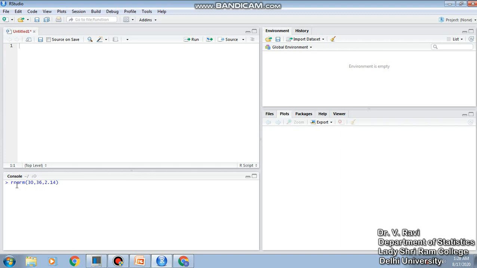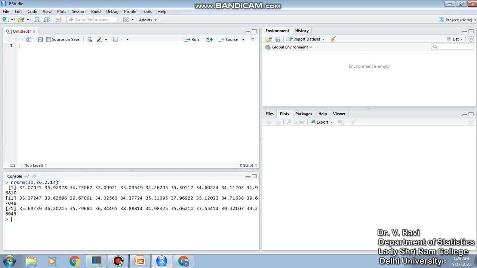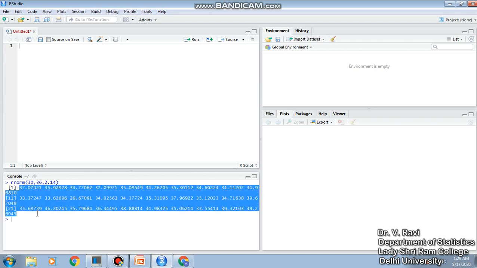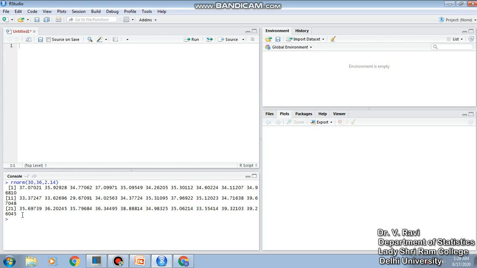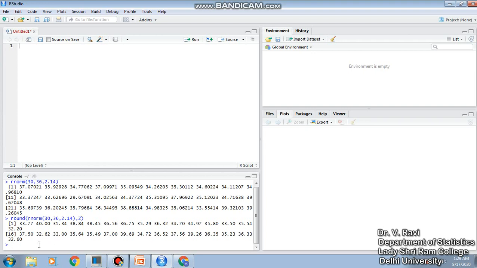The question said that the mean temperatures were 36 plus or minus 2.14. So the mean is 36. The standard deviation is 2.14. So there you go. These are the daily temperatures, a simulated sequence of daily temperatures for the month of September on the basis of the previous records, which say that the mean temperatures are 36 plus minus 2.14. If we want this to be a little more understandable, I will round these off to 2 decimal places. So there we go. These are the temperatures.